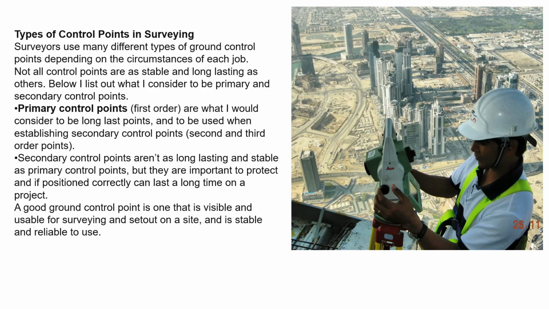Primary control points, first order, are what I would consider to be long-lasting points to be used when establishing secondary control points, second and third order points. Secondary control points are not as long-lasting and stable as primary control points, but they are important to a project and, if positioned correctly, can last a long time on a project. A good ground control point is one that is visible and usable for surveying and set out on a site and is stable and reliable to use.